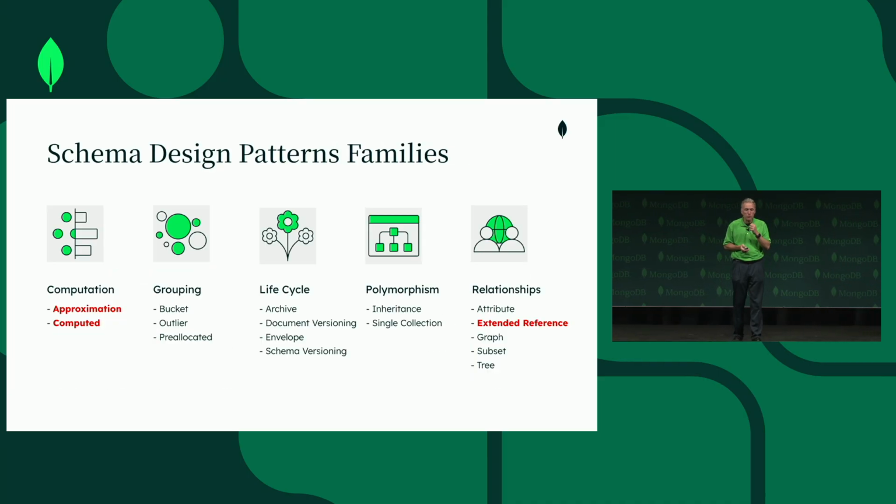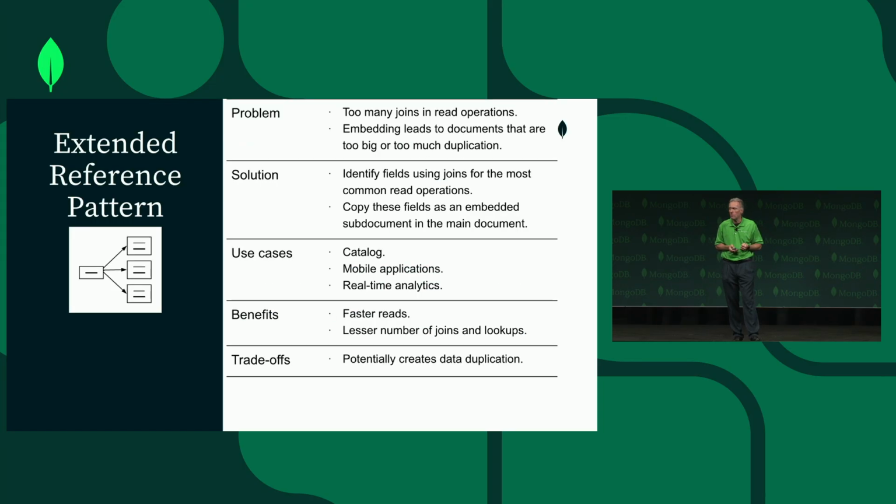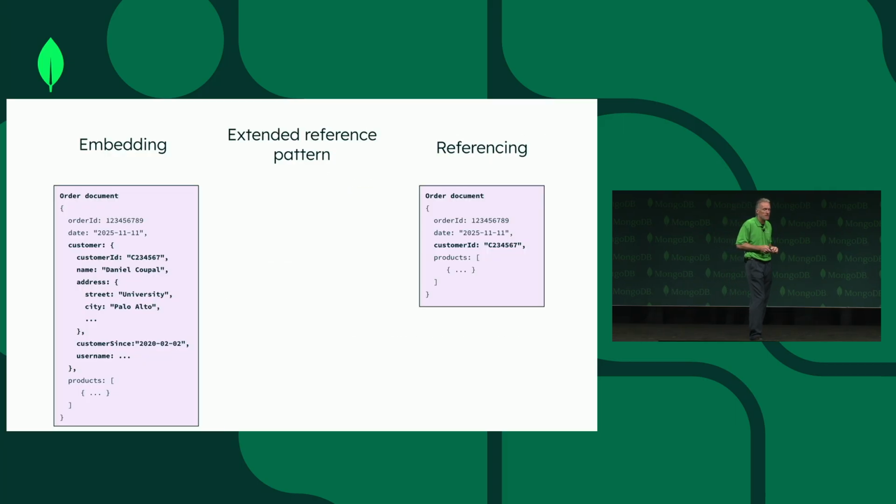Okay, so we'll talk about a few of these patterns. The first one I want to talk about is the extended reference pattern, and I'm going back to the case where we're not sure if we're going to embed or reference. What this pattern does is copy the fields from one of the entities into the other one to avoid having to do joins. So we're going to put some information so the main queries can run without doing the joins, but we're not copying all the information, especially the one that may be problematic. Let me talk a little bit more to it with this example.